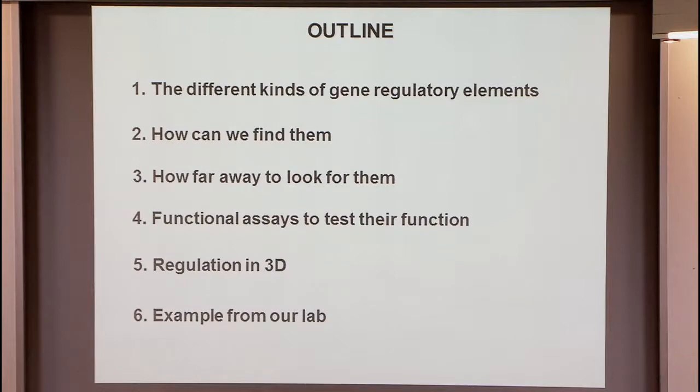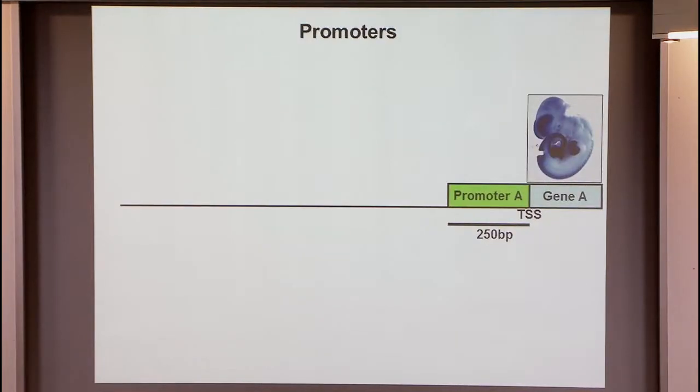All right, so the different kinds of gene regulatory elements. Promoters, I'm assuming everybody knows promoters. Is there anybody who doesn't? Okay. So here we have a gene A, let's say, and it has a transcription start site right here, and what's called a promoter that basically turns on gene A.